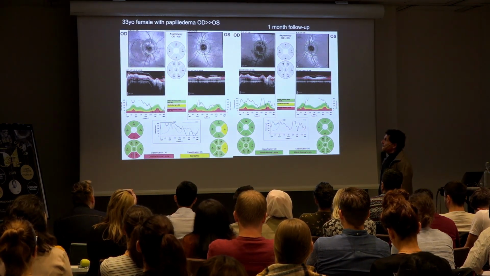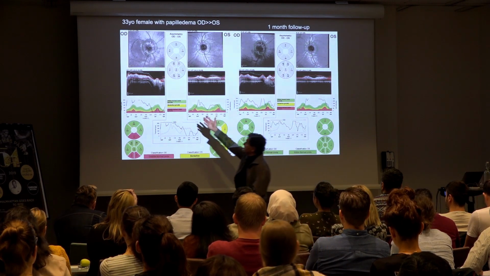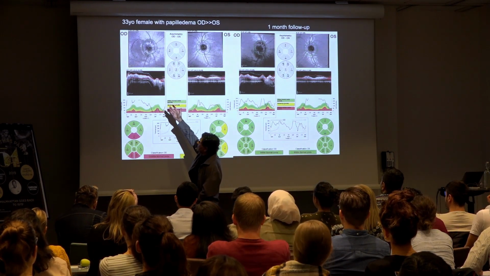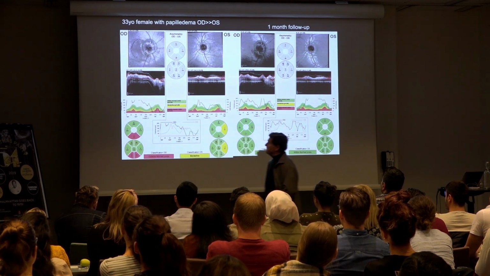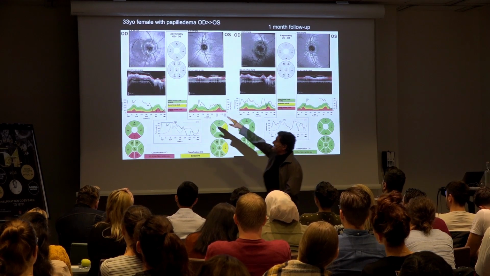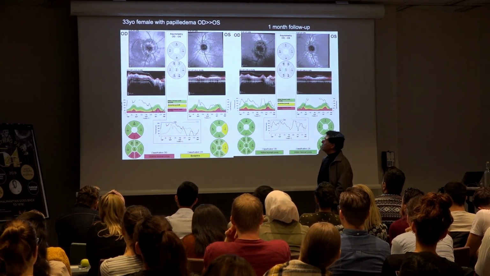Here's the patient with papilledema, and you can see the algorithm can't find the correct thickness. The swelling is interfering with the segmentation. And that's why if you look at the B scan and it's not following the layers, don't fall into the trap of over-interpreting that.